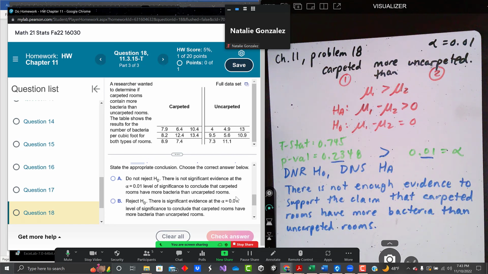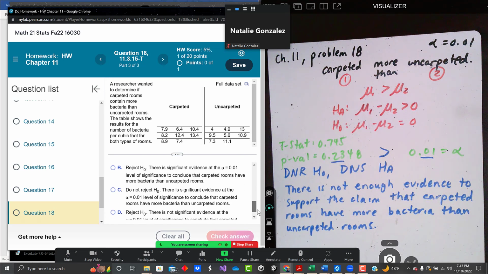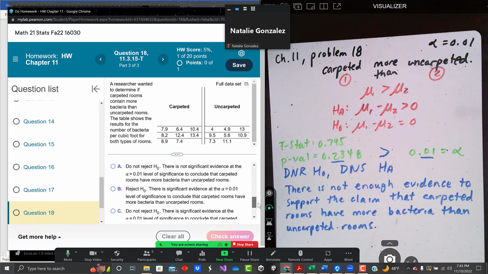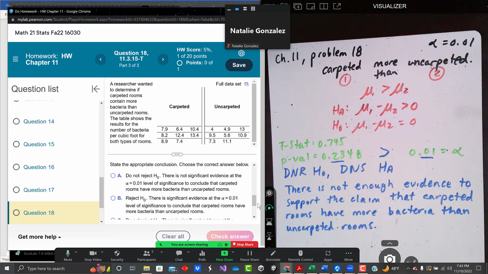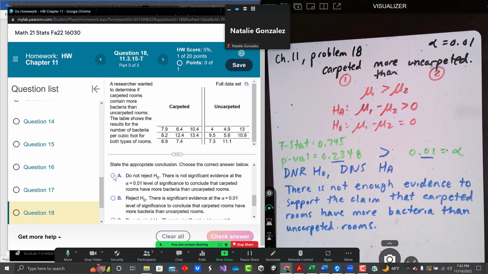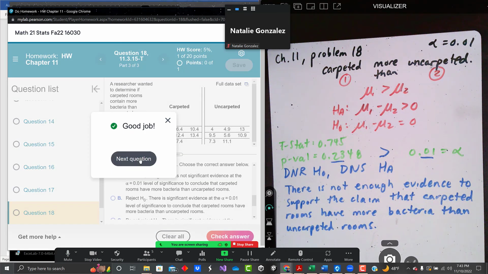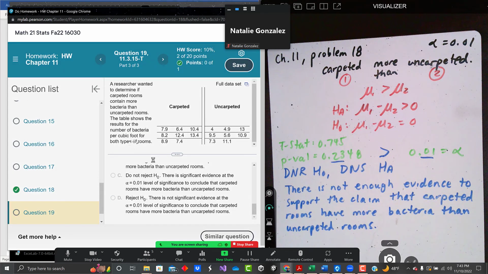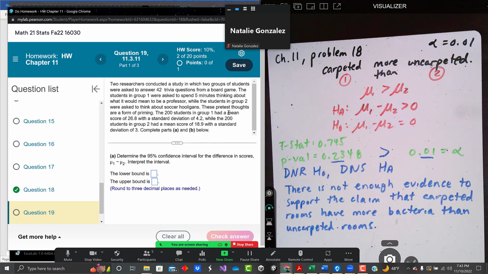So let's find the one that says that. We want to not reject H naught. Is there only 2 options? No, there's a few. So I want do not reject H naught. That's A or C. A says not enough evidence, where C says there is enough evidence. We want to go with not enough evidence. And that'll be it.